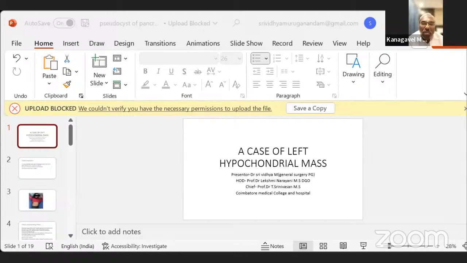Thank you very much, ma'am. Very brilliantly summed up. So with the permission of the faculty, we move to the next case. Dr. Srividya, please introduce yourself, your unit chief, your head of the department, and start your presentation. Faculty, please take over. Thank you very much.